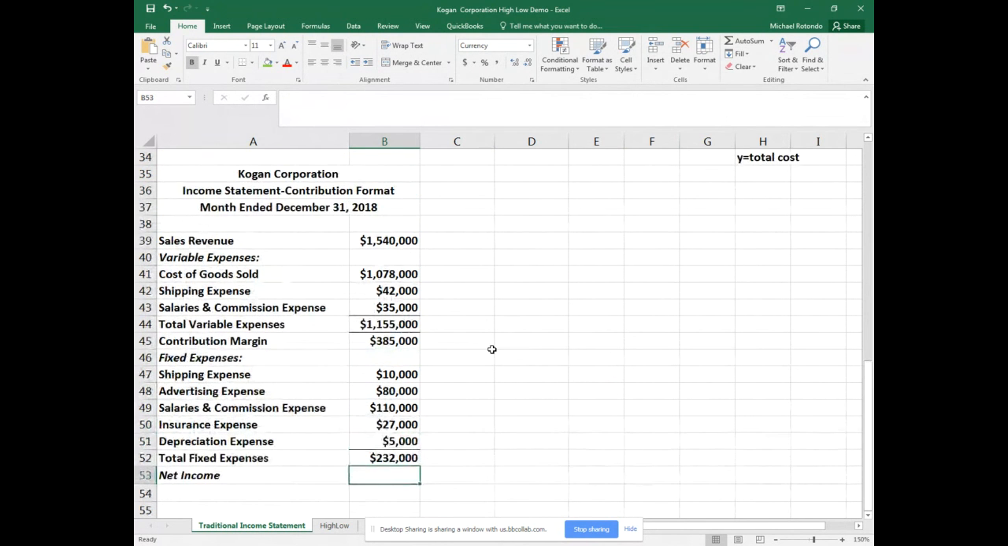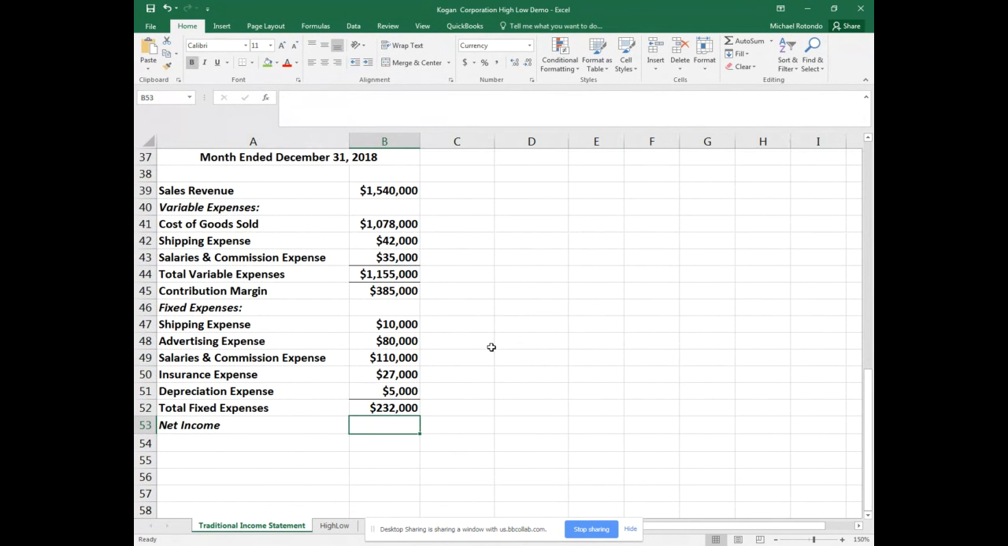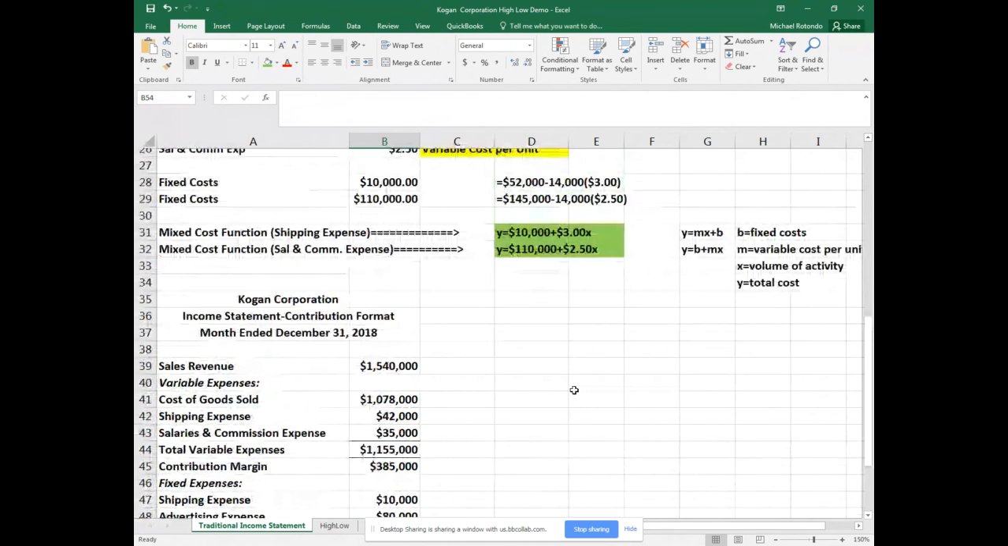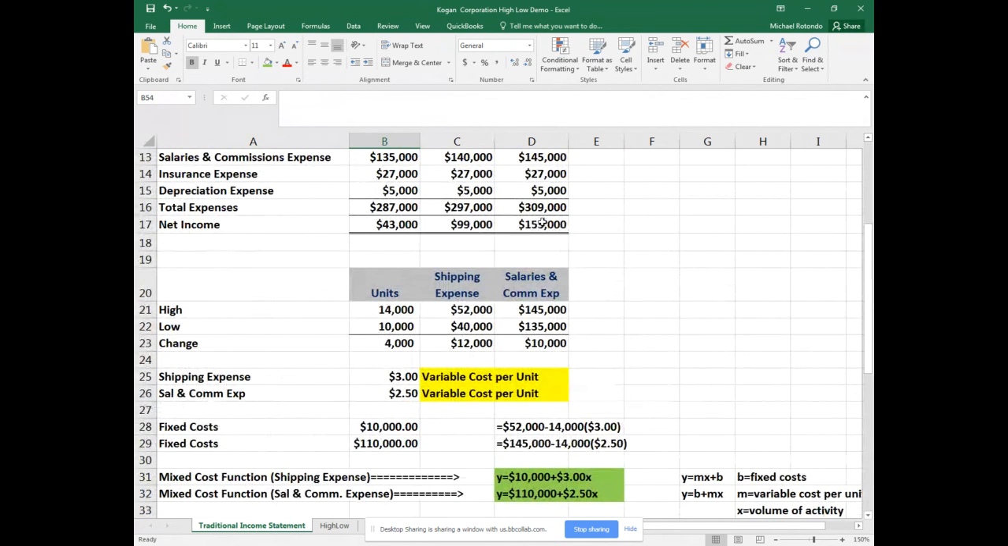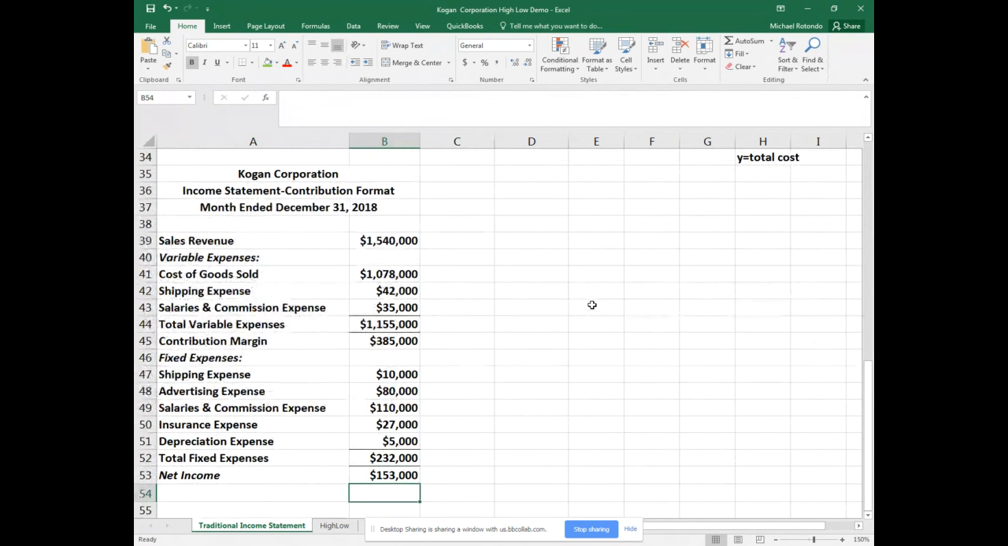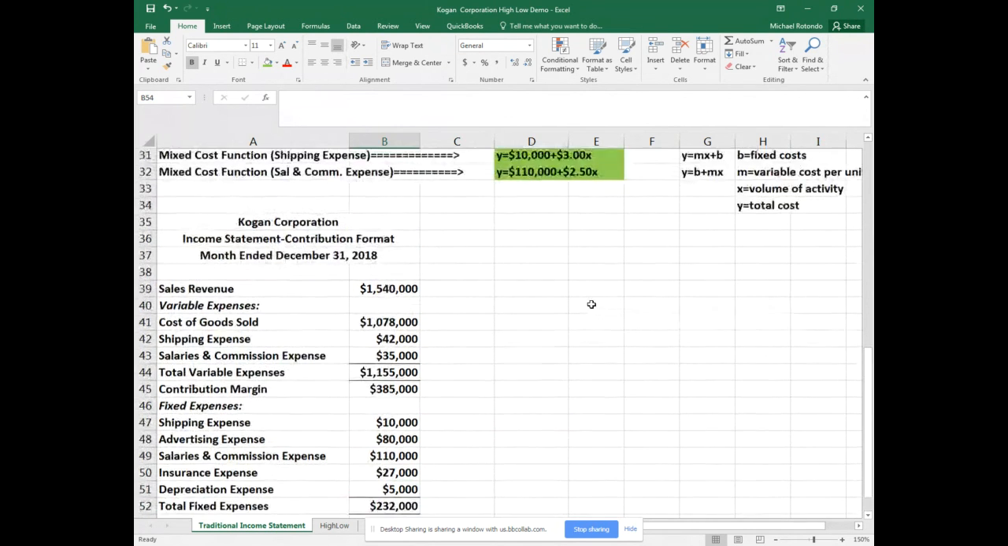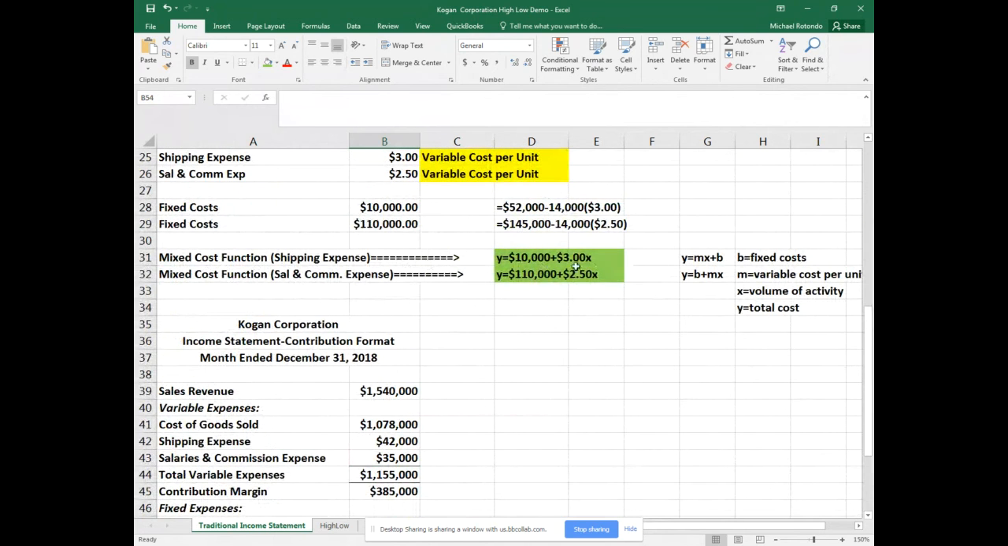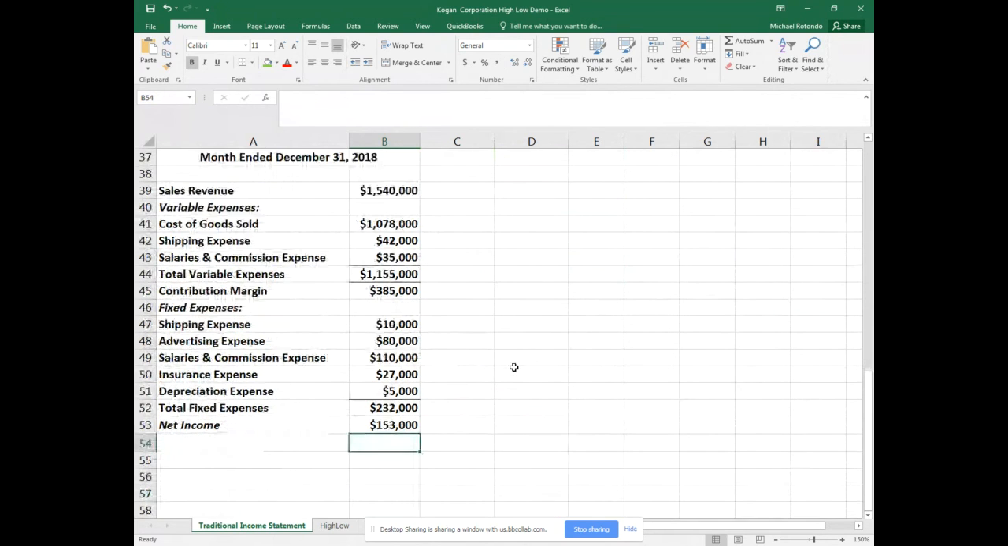So our total fixed expenses come up to $232,000. When we do the contribution margin income statement, our net income is contribution margin minus total fixed expenses. So we have net income of $153,000, which happens to be the same as up here. That's not always the case, as we'll learn about in Chapter 21. That's the high-low method, which includes the mixed cost function. So thank you again for your attention.